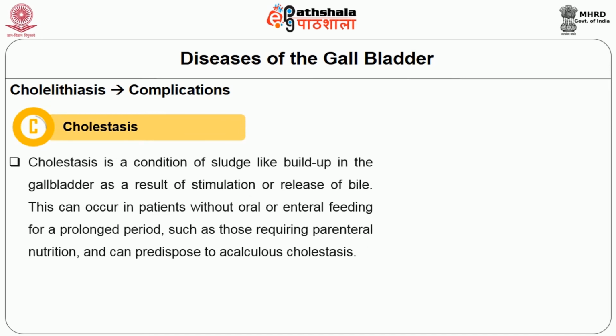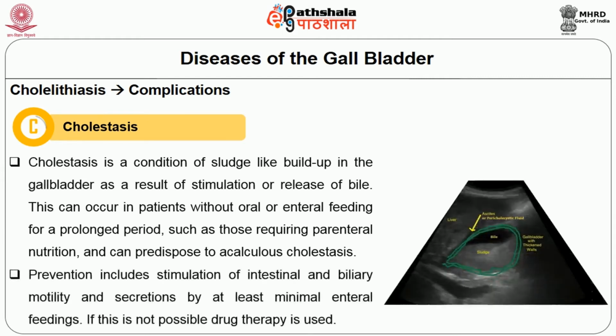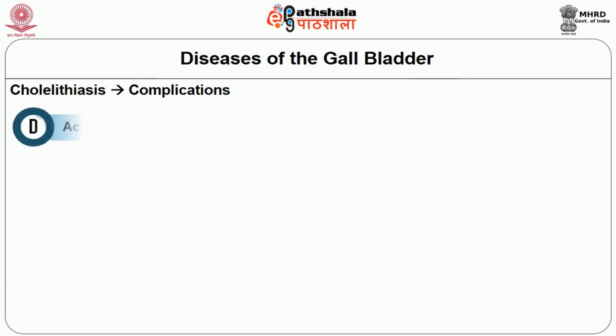Then cholestasis. Cholestasis is the condition of sludge-like buildup in the gallbladder as a result of lack of stimulation or release of bile. This can occur in patients without oral or enteral feeding for a prolonged period, such as those requiring parenteral nutrition, and can predispose to acalculous cholecystitis. Prevention includes stimulation of intestinal and biliary motility and secretions by at least minimal enteral feedings. If this is not possible, drug therapy is used.